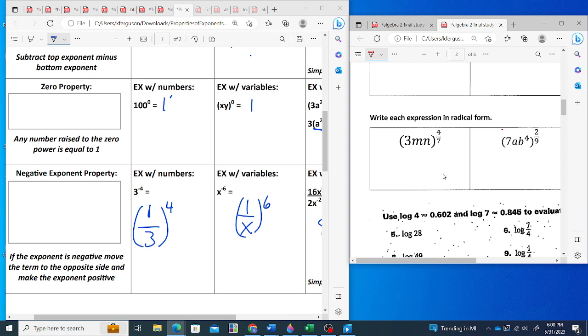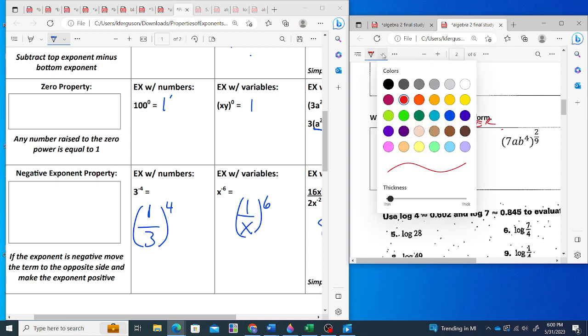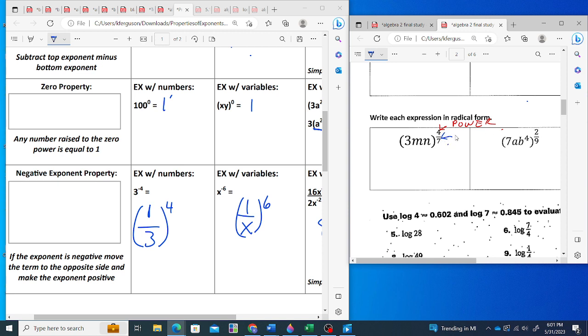So it's right here. So what does this fractional exponent mean? Well, the numerator, that's my power. And then the denominator, this is my root for my radical. So then let's do this one. So this one to the 4/7 power, the 7th is my root. So that's the 7th root of 3mn taken to the 4th power.